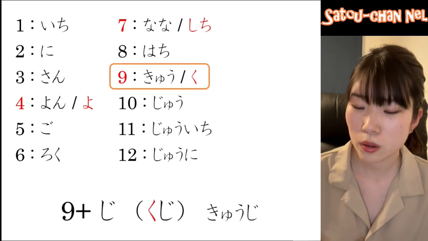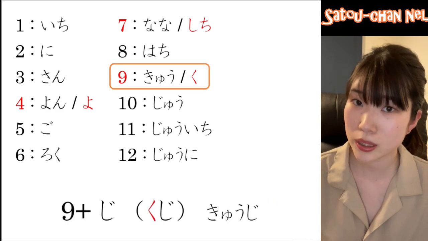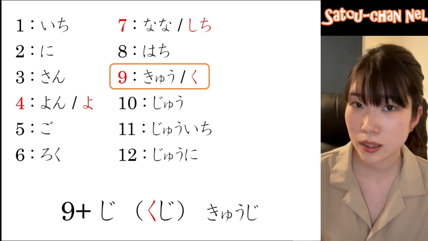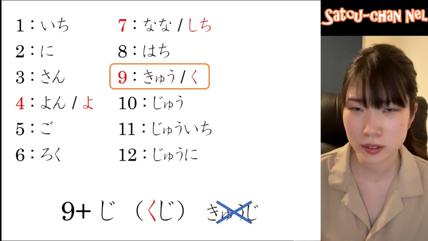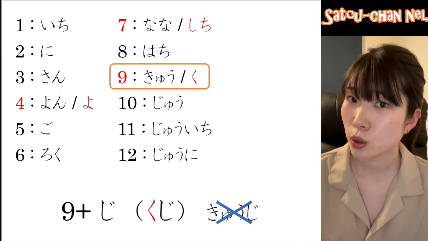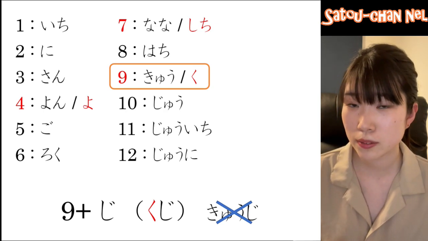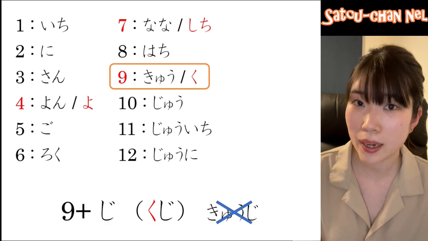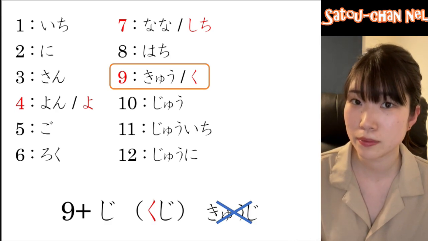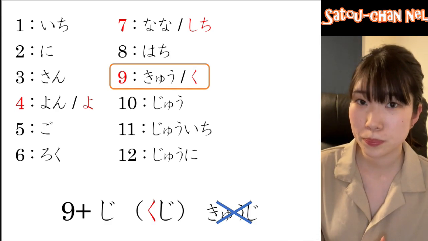And 9 o'clock is 9時. It's not 9時. We don't say 9時. It's 9時. So 4, 7, 9, these three numbers are irregular when we talk about time.